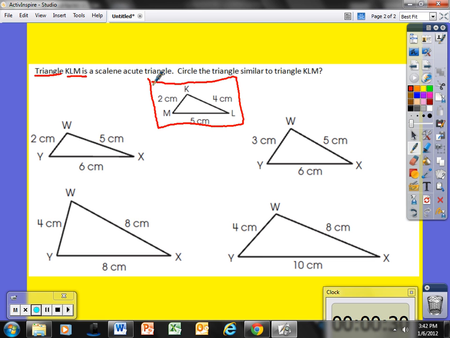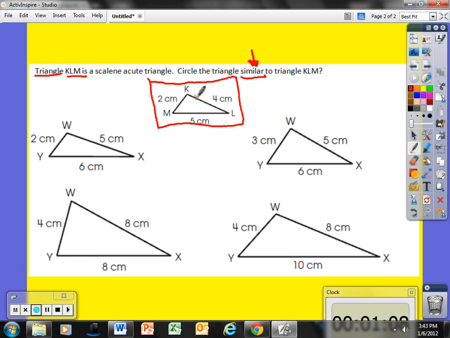This is where my attention is going to be. It's a scalene acute triangle. So that means the triangle I'm looking for also must be scalene and acute. Well, these all seem to be scalene, meaning they all have 3 different side lengths, and they all have to be acute angles. Circle the triangle similar to triangle KLM. Similar meaning the same as, or alike. They must be alike in some way, not necessarily the same, but alike.